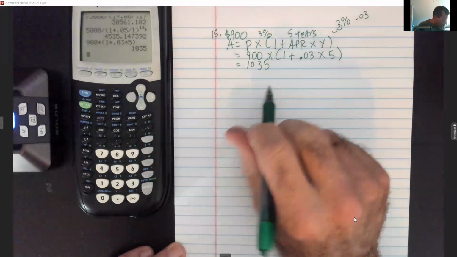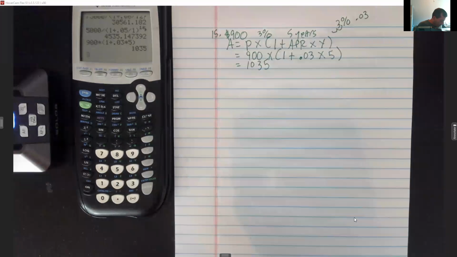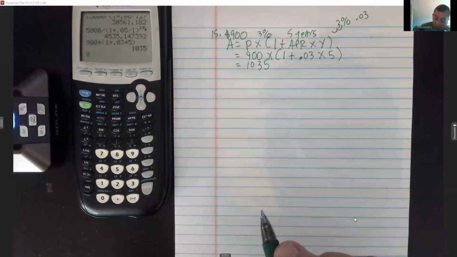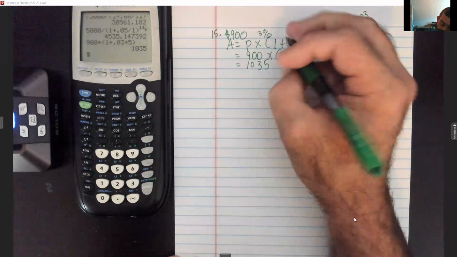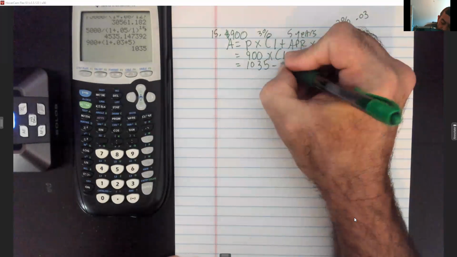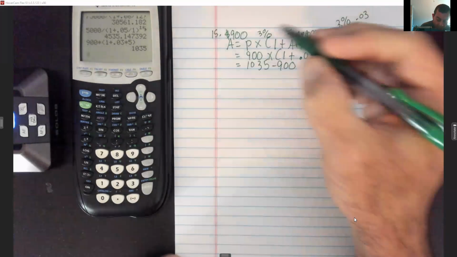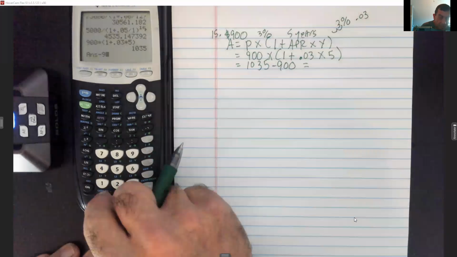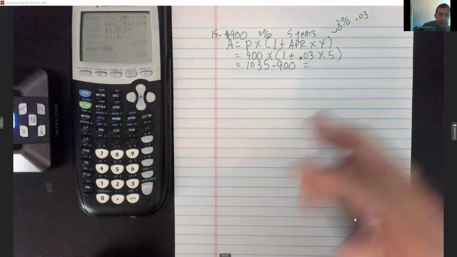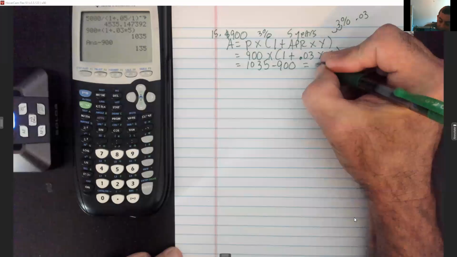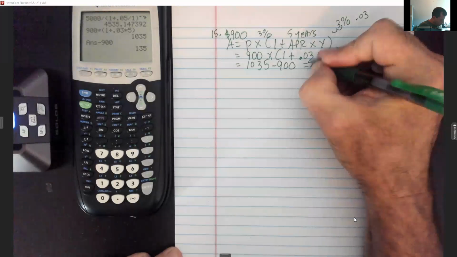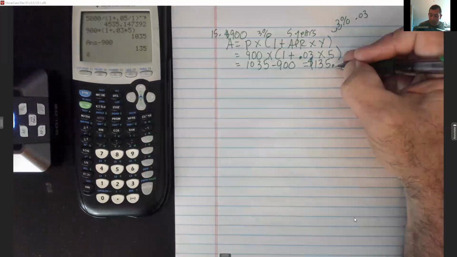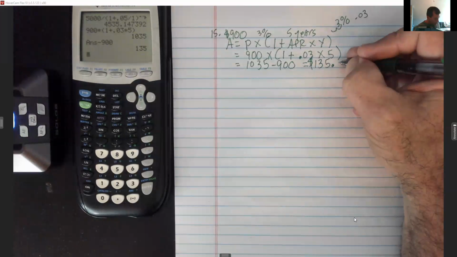But remember, we're just looking for the amount of interest that we'll have at the end of that time. So we take the total, which is 1,035. We subtract the 900 we started with. So minus 900. That gives me a total interest that I made of $135. And if you round that to the nearest cent, you just have to add 2 zeros on that, okay?